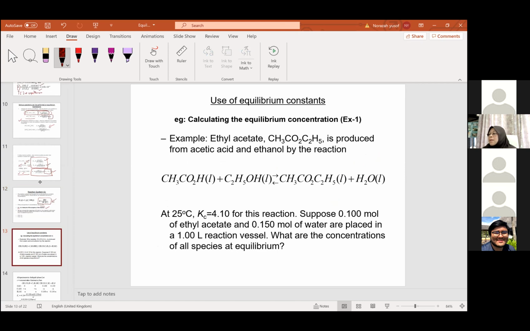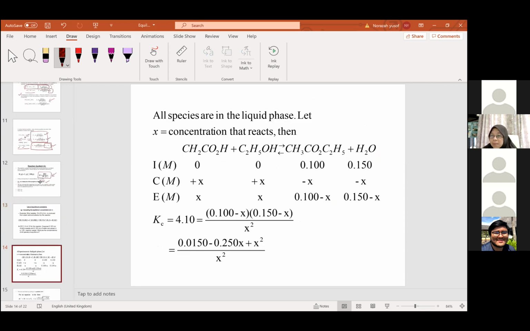Okay, this is an example of calculating Kc, the equilibrium constant. I'm sure that you are very familiar with this table.